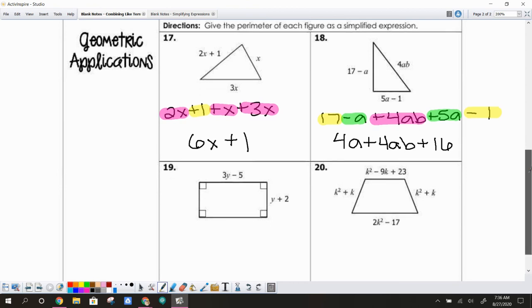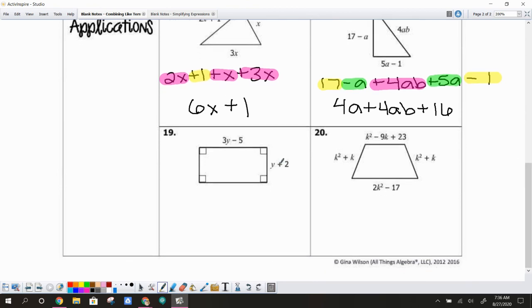All right, so for number 19, they give us two sides, but as you should know in a rectangle, this side is the same as this, they're congruent, and this side here is congruent to this side. So I have y plus 2 and 3y minus 5 here. So when I'm writing this, I have 3y minus 5 plus y plus 2 plus 3y minus 5 plus y plus 2.